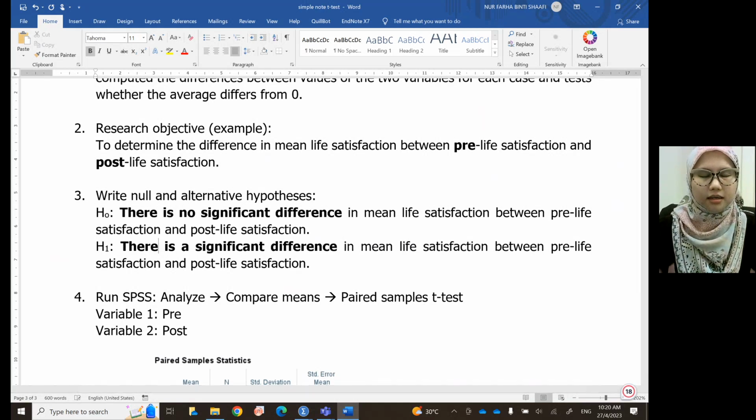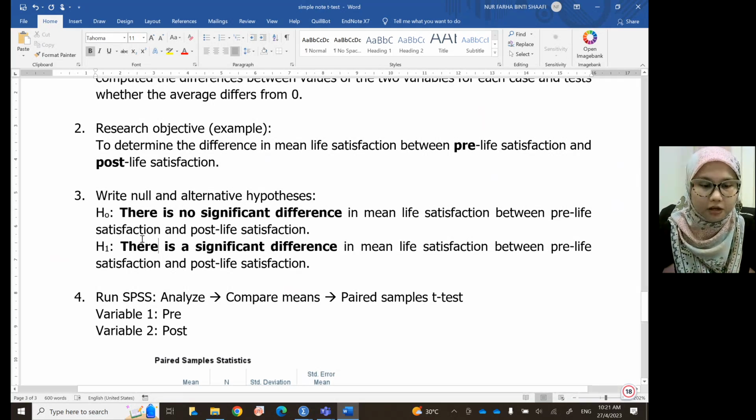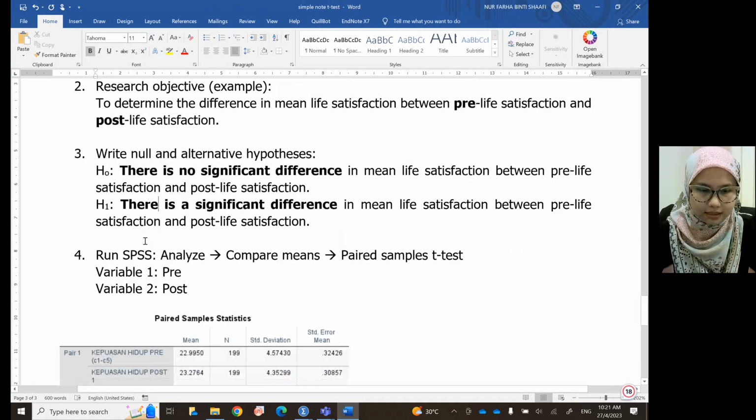But for the alternative hypothesis, you are saying that there is a significant difference in mean life satisfaction between pre-life and post-life satisfaction. So you are saying that the pre and post data for kepuasan hidup, life satisfaction, are not the same. There will be a significant difference between them. You are saying that for the alternative hypothesis.